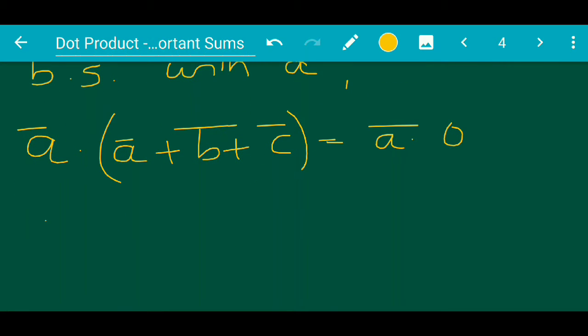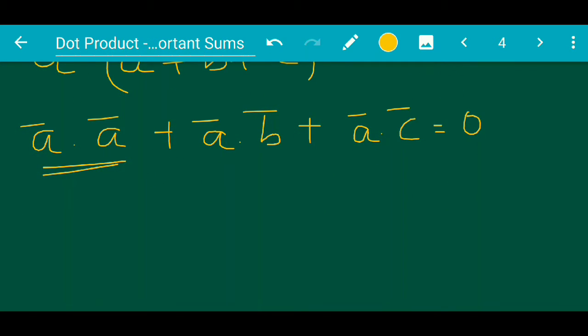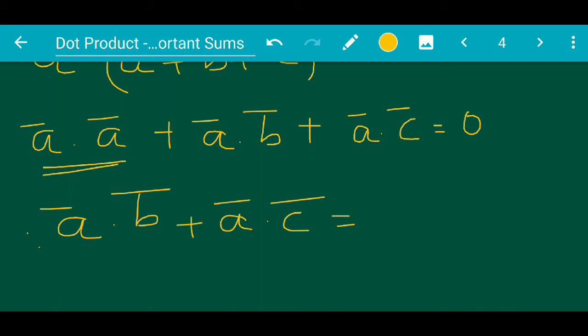So on the LHS we are going to get a dot a plus a dot b plus a dot c is equal to 0. Now a dot a is 1, just now we saw it. Therefore we can write a dot b plus a dot c plus 1 is equal to 0. That 1 can go on the other side, so we get minus 1. Suppose this is our equation 1.